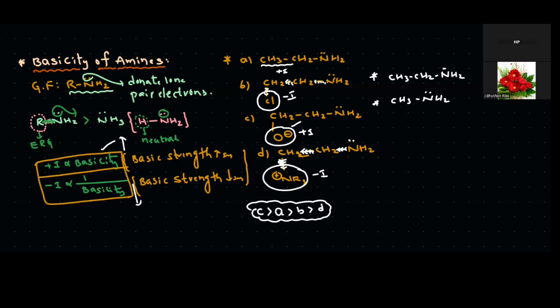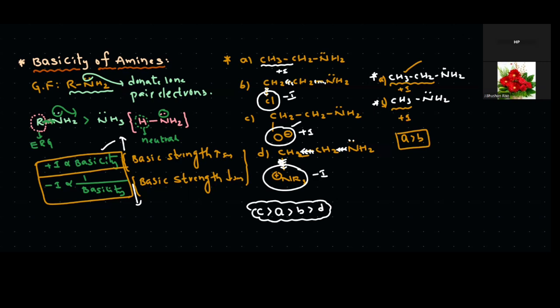We can say directly, here only one CH3 group is attached. That one CH3 group is a plus I group. In the other case, it is also a plus I group, but here a C2H5 group is attached to the NH2. So which one effectively releases electrons? Compound A. A is always more basic than B. This is the order.